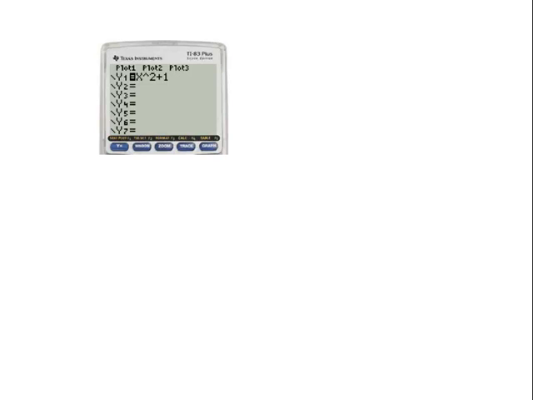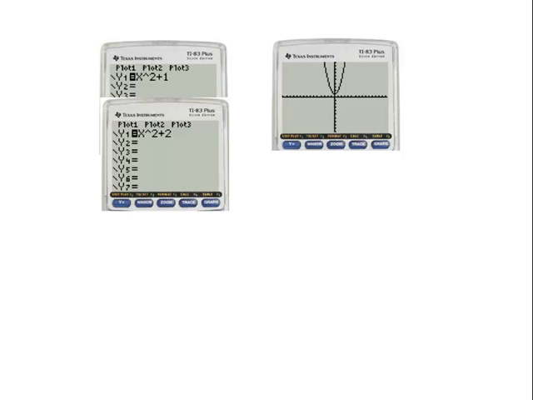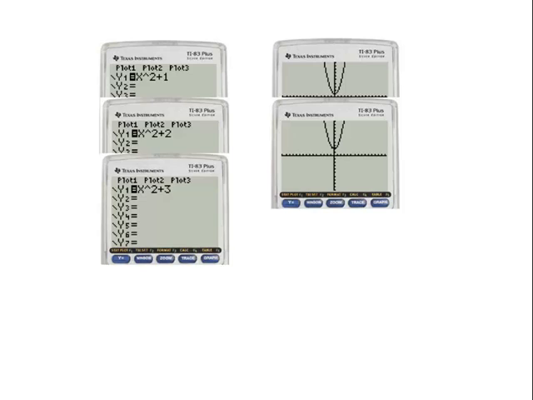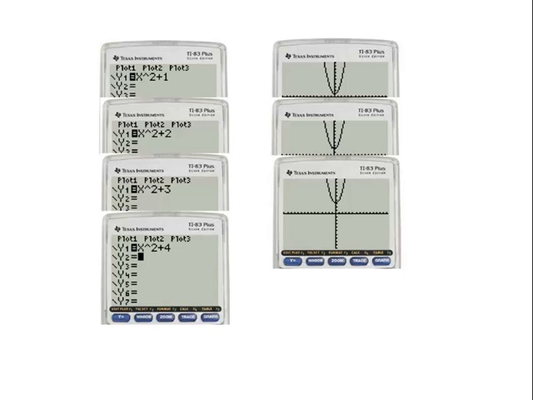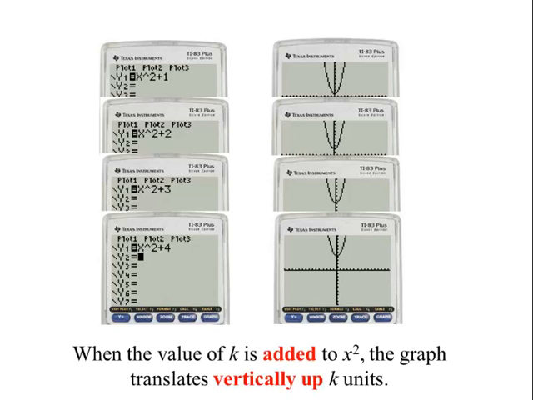So for the first one, y equals x squared plus 1, this is now the graph. Y equals x squared plus 2 becomes this graph. Next, k is plus 3, we have this graph. And the last one, when k is a positive 4, we have this graph. So we would say when the value of k is added to the x squared, the graph translates, and that's a fancy way of saying slide, vertically up k units.